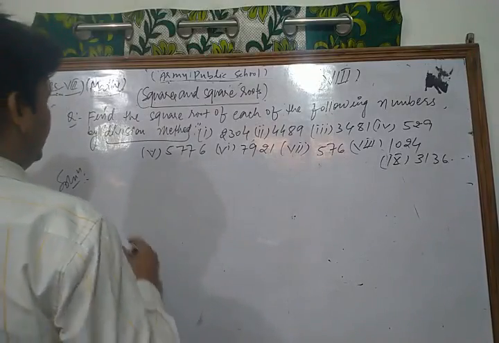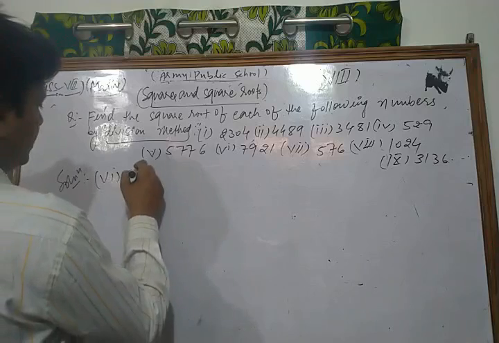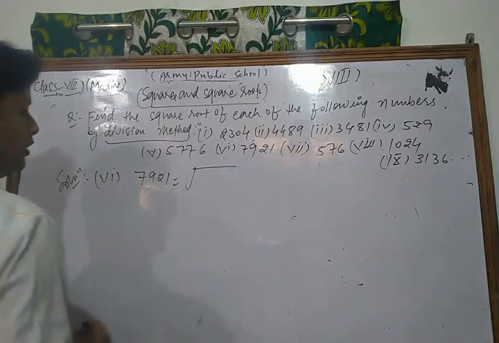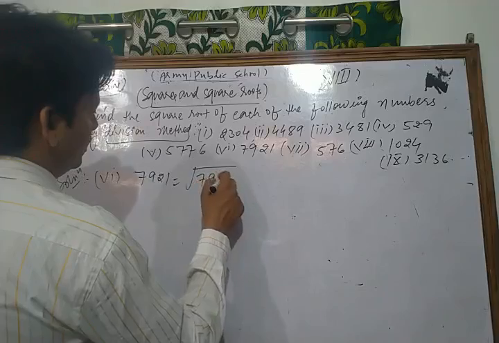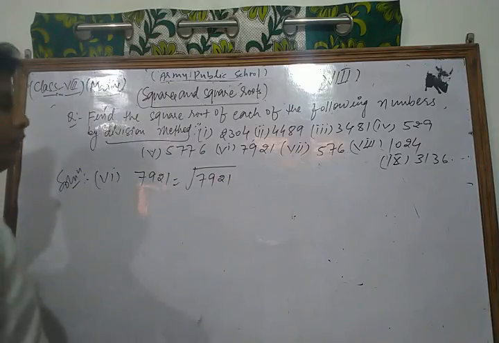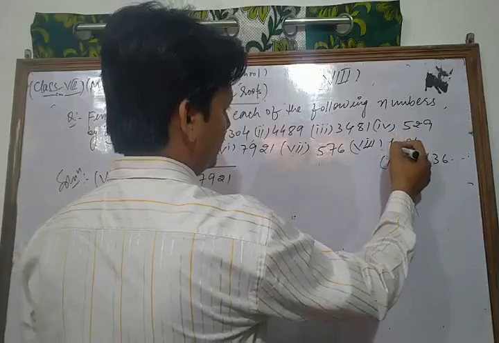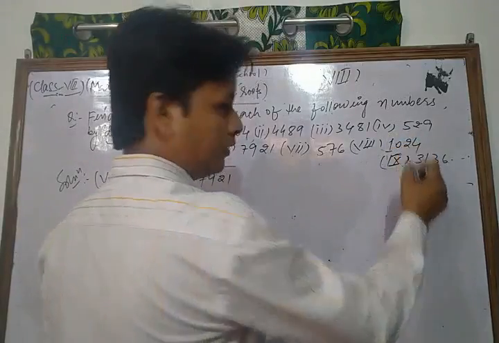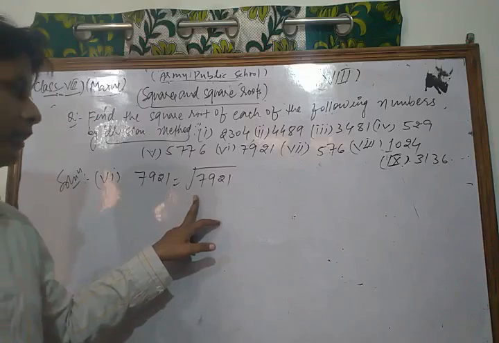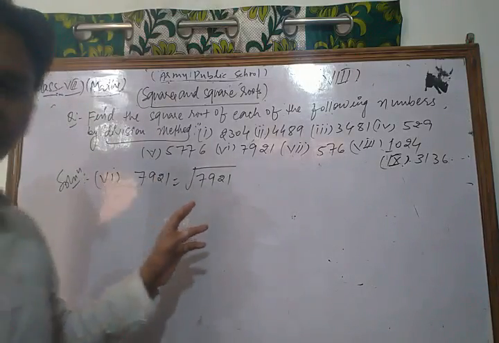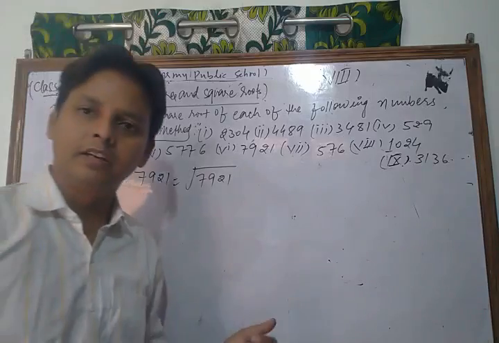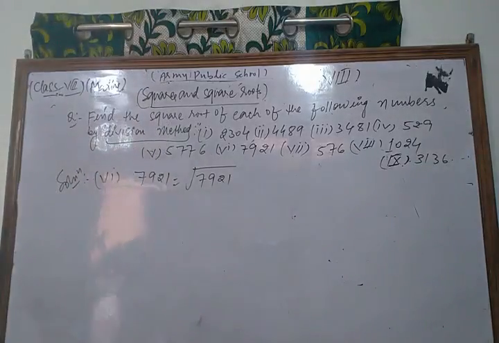Now we take the next part of this question, which is 7921. We find the square root of this part of the question. Now let's see, dear students, what I do for that question. Here we find the square root of the number 7921 by using the same division method.